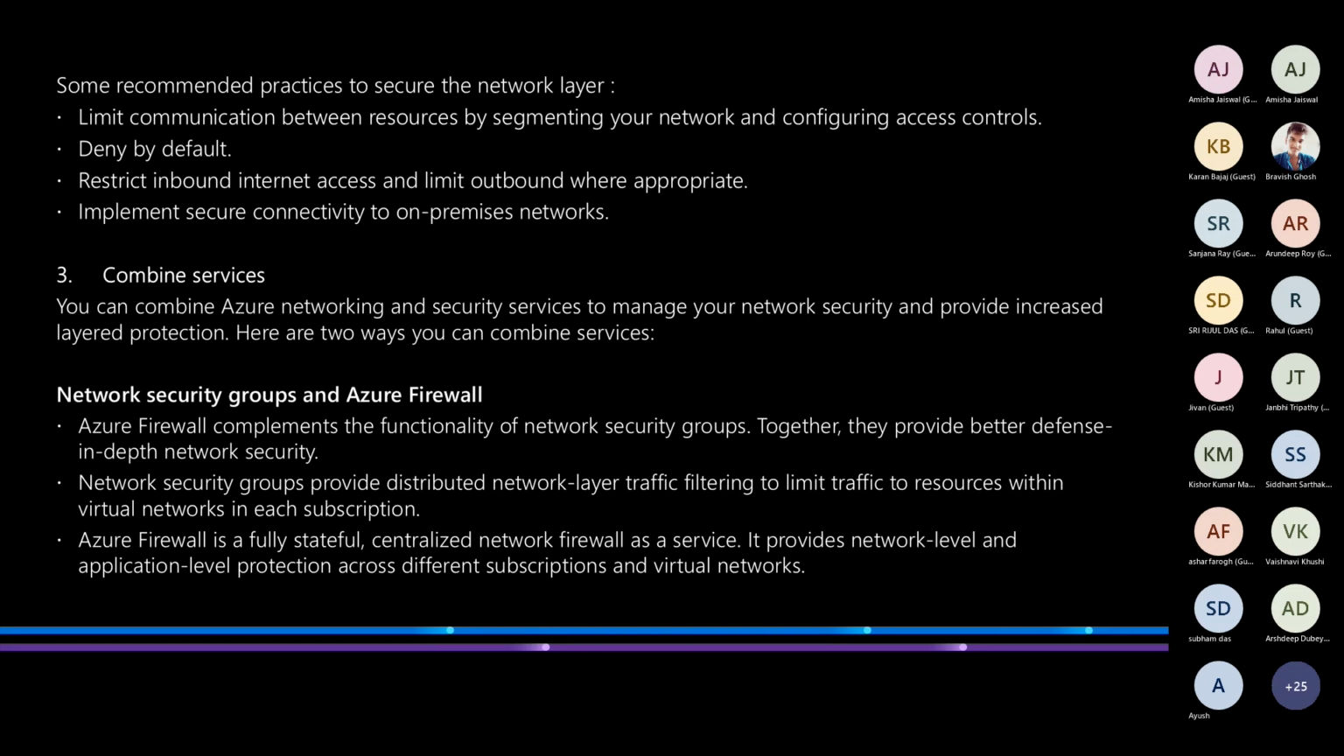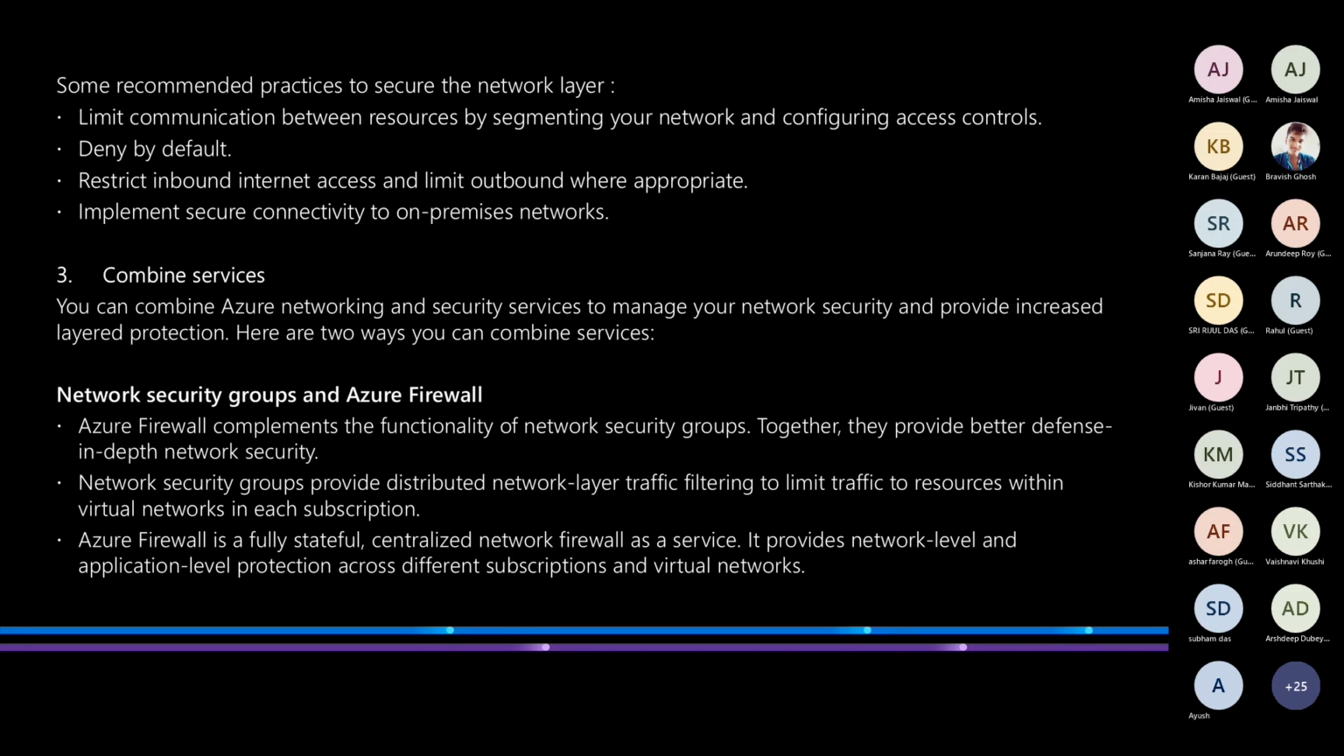Some recommended practices to secure the network layer. Limit communication between resources by segmenting your network and configuring access controls. Deny by default, restrict inbound internet access and limit outbound where appropriate. Implement secure connectivity to on-premises network.